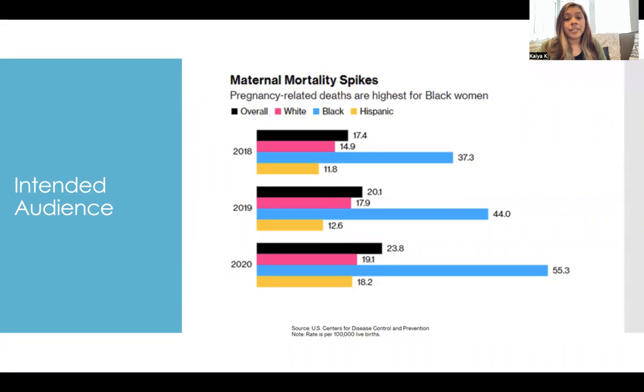Compared to the national average, in 2020, the maternal mortality rate among Black women was 55.3 deaths for every 100,000 live births. That is 3 times higher than that of white and Hispanic women. As you can see from this chart, the rates overall continue to rise. However, within the Black community, the numbers are rising at an alarmingly faster rate.